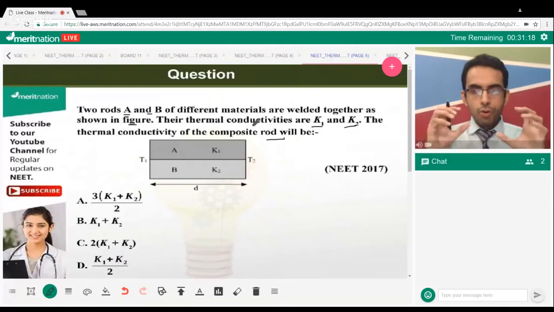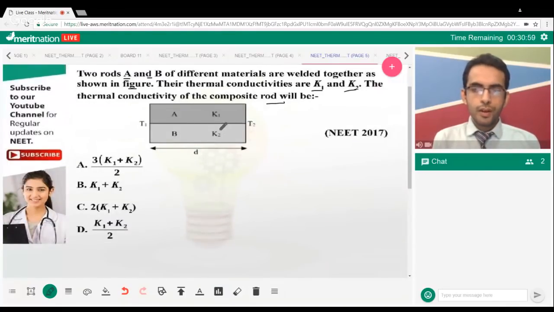So students, what can you say? What type of combination is that? Parallel or series? Tell me. Series or parallel combination? What type of combination is that? I'm waiting. It's a parallel combination. You can see because they are connected across each other.